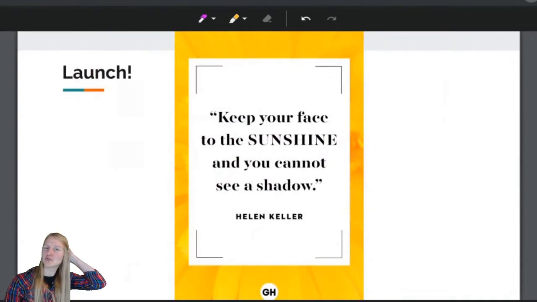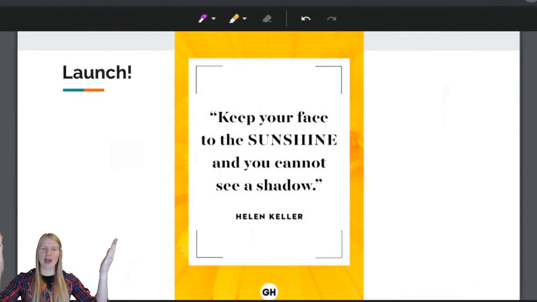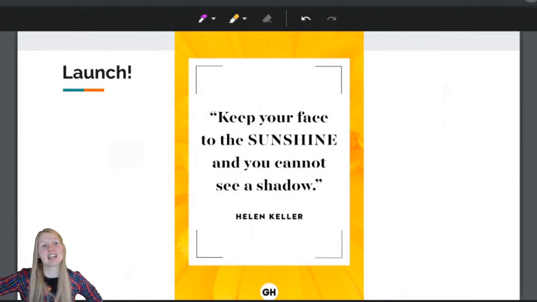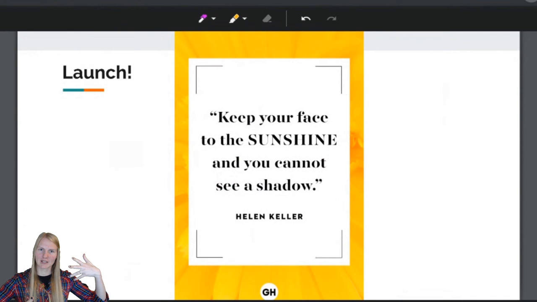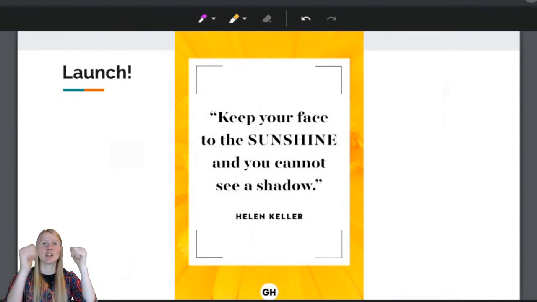Okay. And of course, our launch for today. Our launch comes from Helen Keller, and she says, "Keep your face to the sunshine, and you cannot see a shadow." Right? Because the shadow is formed by the sun rays hitting you, but not hitting the ground behind you because you're in the way. But if you're facing the sun, your shadow will be behind you because the sun is in front of you.